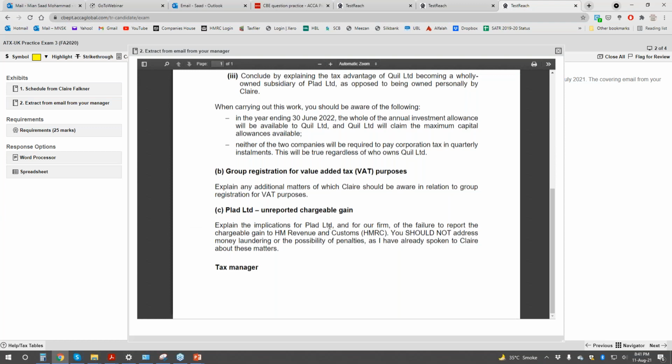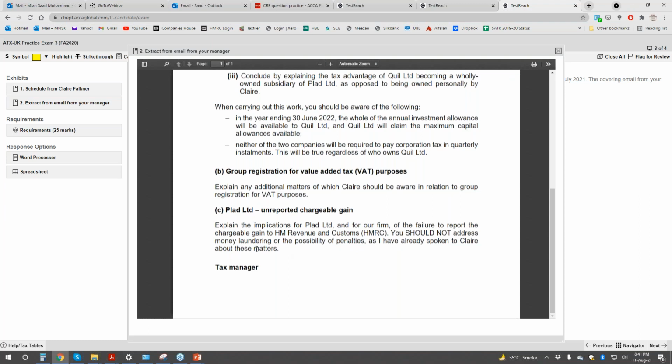Plad Limited unreported chargeable gain. Explain the implications for Plad Limited and for our firm of the failure to report the chargeable gain to HMRC. You should not address money laundering or the possibilities of penalty, as I have already spoken clearly about these matters.